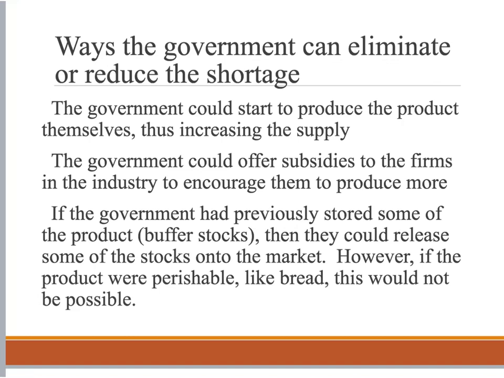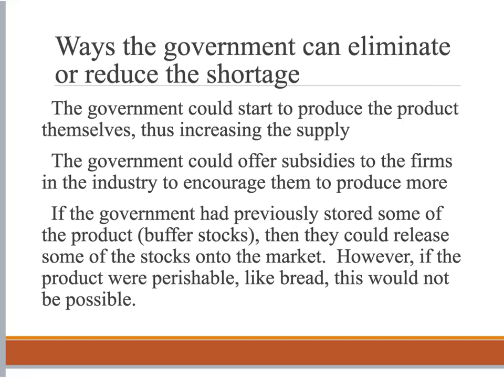Despite the evidence that price ceilings are harmful to the welfare of society, there are additional ways in which government can continue to intervene in the economy to make the price ceilings work. Notice that this just justifies more government intervention. These government strategies include: 1. Produce the product themselves, thus increasing the supply. 2. The government could offer subsidies to the firms in the industry to encourage them to produce more of the product. 3. If the government had previously stored some of the product, like buffer stocks, then they could release some of the stocks into the market.